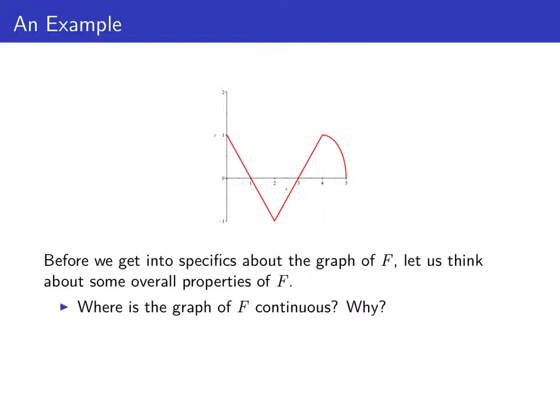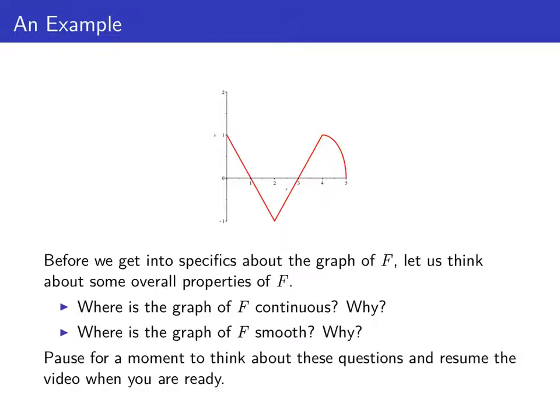Now, before we get into the specifics about the graph of this antiderivative, let's think about some overall properties of this antiderivative. For example, based on the derivative that we know, where is the graph of this antiderivative continuous, and why? Where is the graph of our antiderivative smooth, and why? Pause the video for a moment, think about these two questions, and then resume the video when you're ready.